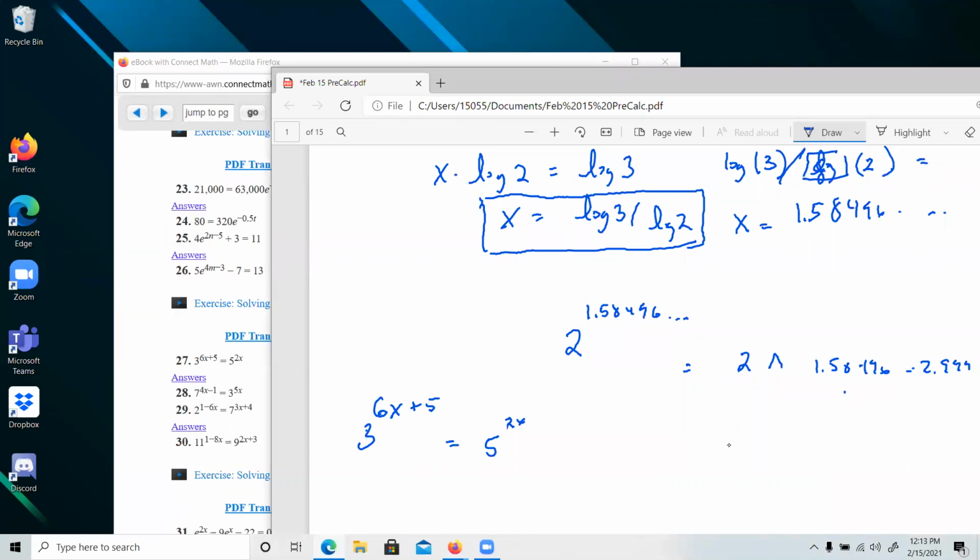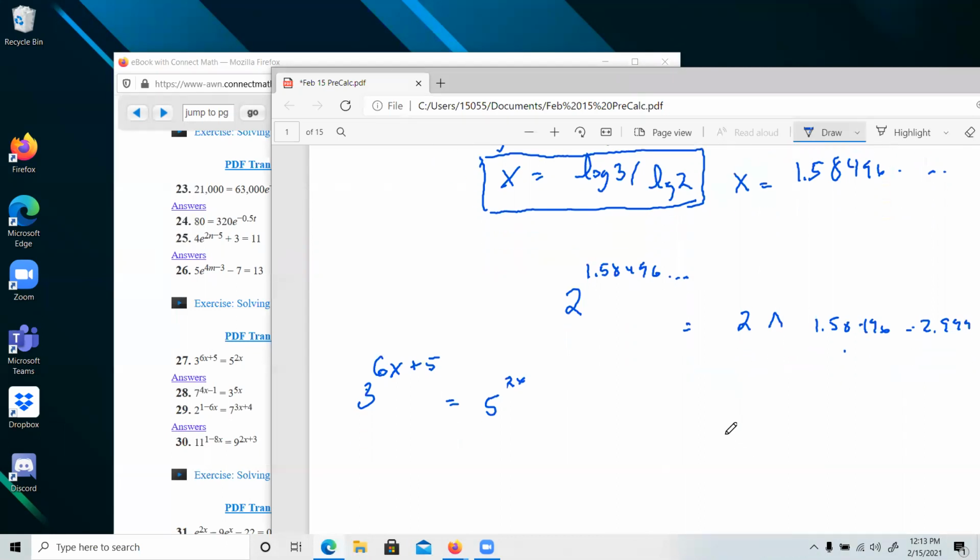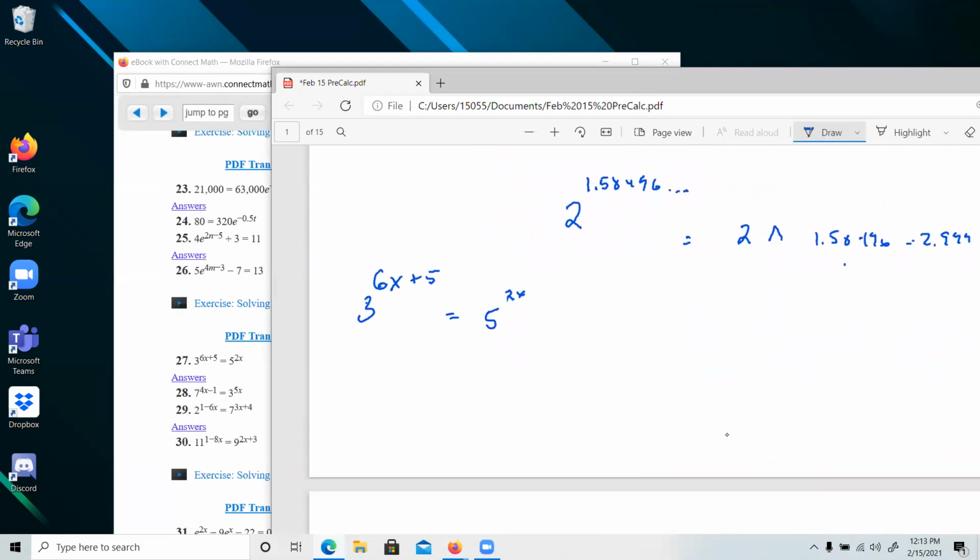So what we're going to do is take a logarithm of both sides. It doesn't matter which logarithm you take, okay? If you like log, then go ahead and use log. If you like natural log, then go ahead and use natural log. If you want to flip every other problem, then you go right ahead and flip every other problem. It doesn't matter. So I'll use natural log this time and say this is natural log of 3 to the 6x plus 5 is equal to natural log of 5 to the 2x. Right? Take logs of both sides.